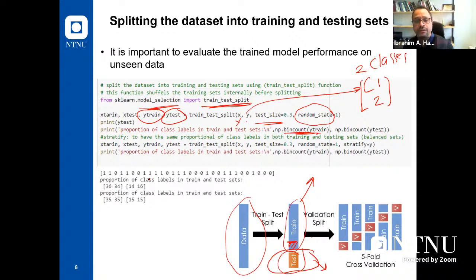If you are interested in having the same proportion of classes in each set, in this case we need to use this command, stratify=y. When we use stratify=y, we will get the two classes equally represented in the training and testing. So this is important. If you want the two classes to be equally represented in the training and in the testing, we need to use this one, stratify=y.